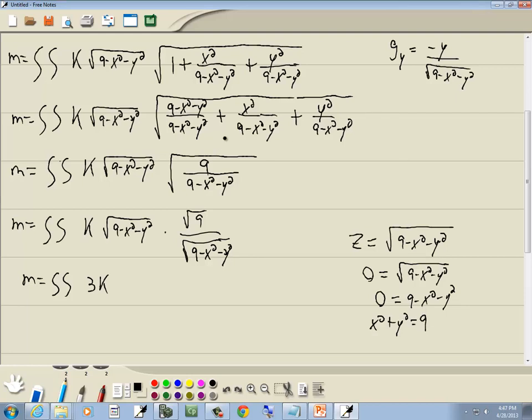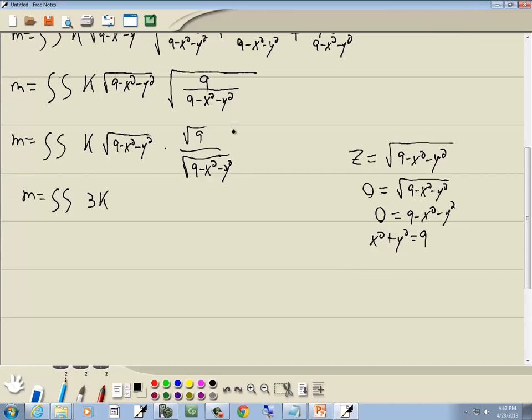Well, think what this looks like. This is a circle of radius 3. So I can switch this to polar. That's why I didn't bother putting all these in here. And it'd be a lot easier. So theta is equal to 0 to theta is equal to 2 pi. We're going all the way around the circle. And then r is equal to 0 to r is equal to the radius, which is 3.